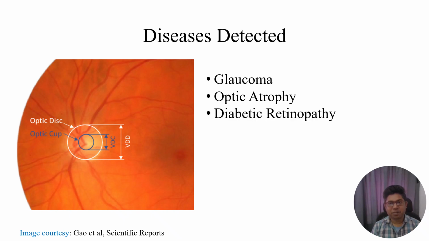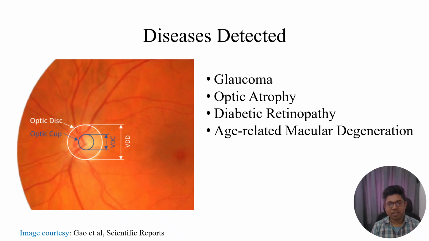Then diabetic retinopathy, which is caused by prolonged high blood sugar, and it damages the retinal blood vessels. In diabetic retinopathy, you have small red dots and yellow deposits on the fundus image. Then age-related macular degeneration, which is a disorder which affects the macula, and the patients typically lose their central vision, and tasks like reading and recognizing faces become difficult. Here also you find some kind of yellow deposits.